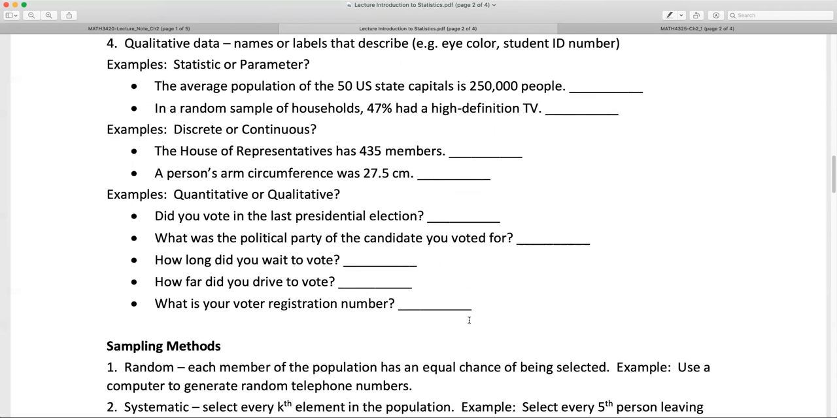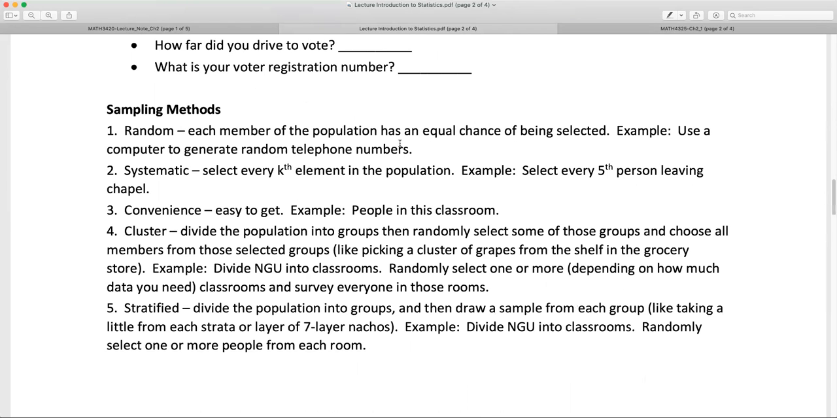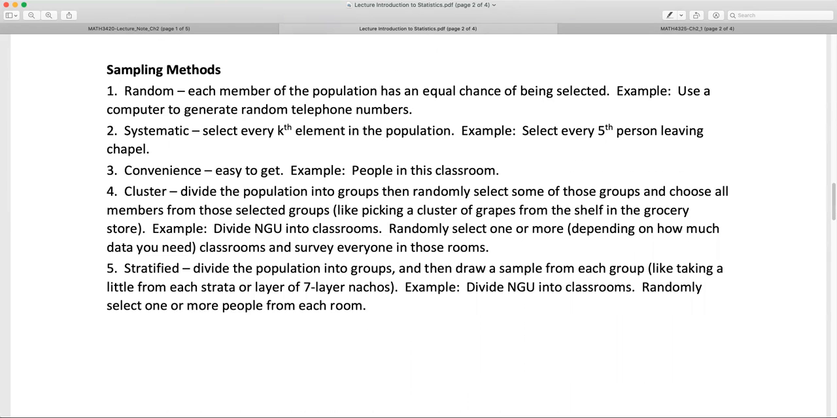Okay. So now, sampling methods. So far we have learned the example of bad sampling and the types of data. And now we learn the sampling methods.